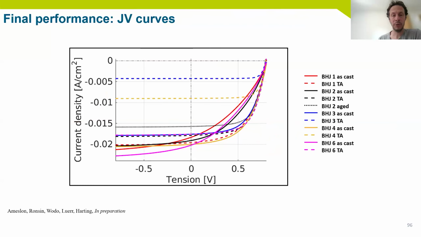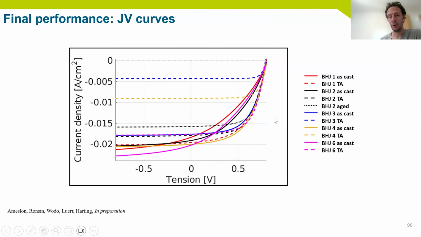Without going into too much detail, we let all this workflow run, and we calculated JV curves with a simple drift diffusion model for different bulk heterojunction morphologies. Without going into detail, they are called 1, 2, 3, 4, 5, 6 here. And we had time series of these morphologies, and we have JV curves for the different morphologies as cast or after thermal annealing or even after aging.